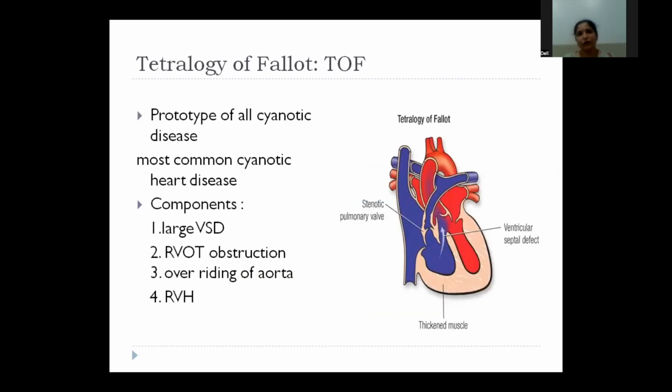So, a little about tetralogy of Fallot, the prototype of all cyanotic heart disease. It has four defects, or we can say tetra, that is four components. First is a large malaligned ventricular septal defect. Second, RVOT, right ventricular outflow tract obstruction. From the right ventricle, the outflow is through the pulmonary artery, so there is obstruction in the pulmonary blood flow either at the subvalvular level, valvular level, or infundibular level. Then there is hypertrophy of the right ventricle, because of the adaptive mechanism to this obstruction, and overriding of the aorta. These four components are present in tetralogy of Fallot.